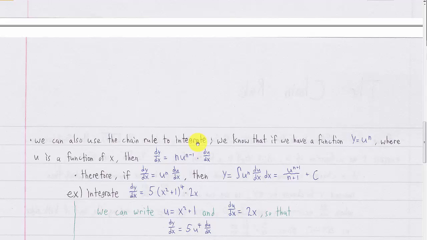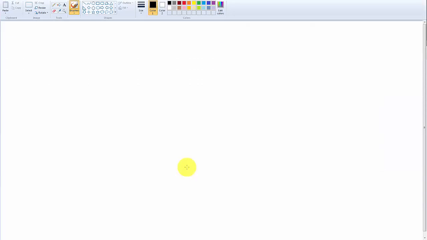formula. So that means if we start with dy dx equals some function u to the n times du dx, then if we go backwards, if we integrate this with respect to x, then we should just get u to the n plus 1 power over n plus 1 and then plus c. So notice how the du dx just disappears when we integrate.